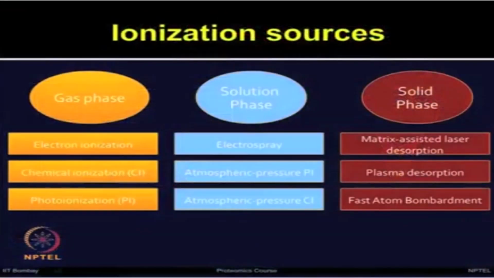With the gas phase, electron ionization, chemical ionization and photoionization are the more commonly used ionization sources. With solution phase, electrospray, atmospheric pressure ionization and atmospheric pressure CI are the more commonly used ionization sources. With solid phase, MALDI or matrix-assisted laser desorption ionization and plasma desorption are the more commonly used solid phase ionization sources.